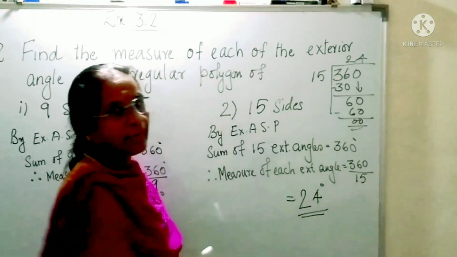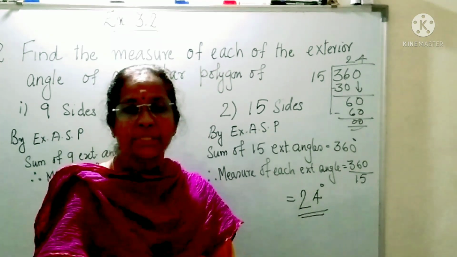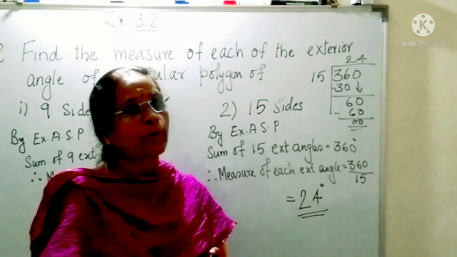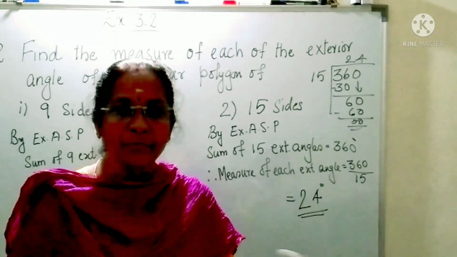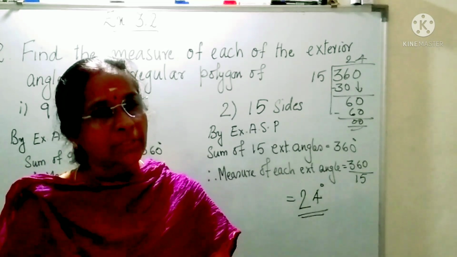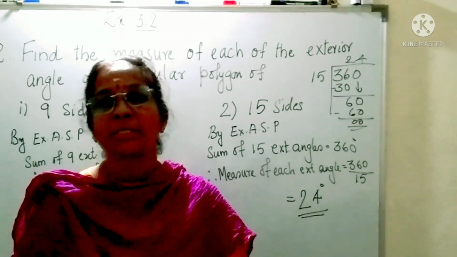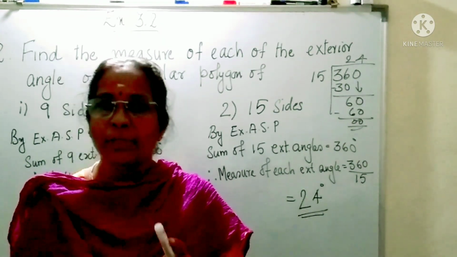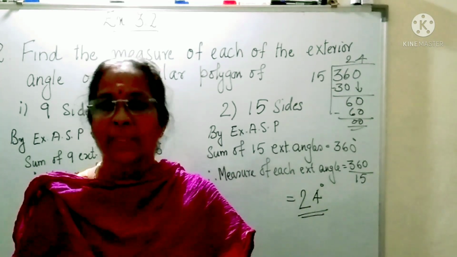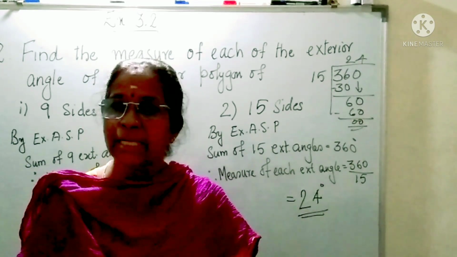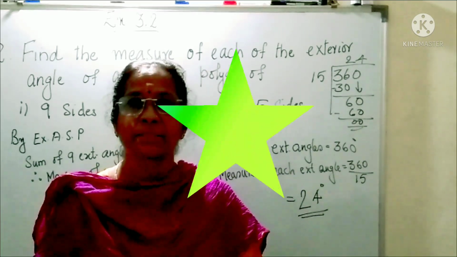So how do we find the measure of each exterior angle of a regular polygon? Divide 360 degrees by the number of sides. Why 360 degrees? Because the total measure of all exterior angles of any polygon will always be equal to 360 degrees. That's all for today. In the next class, we will work out the remaining questions from this exercise. Thank you.